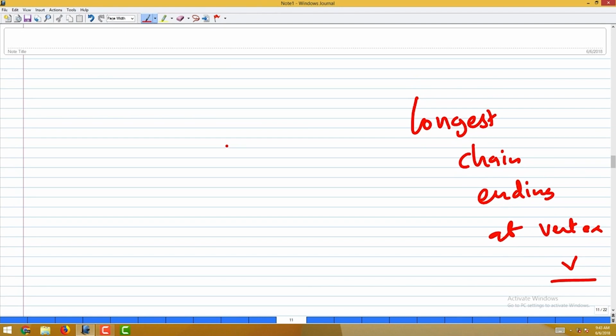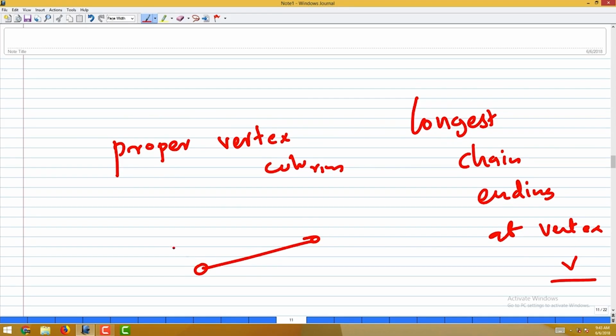But the question is: is it a proper coloring or not? You have given a color to each vertex, but that is not enough. If it was just a matter of giving colors, I could have given some color to every vertex. But you have to make sure that it is a proper vertex coloring. So to check whether it is a proper vertex coloring or not, what should I do? I just have to take an edge, UV, and see whether U and V are getting different colors.